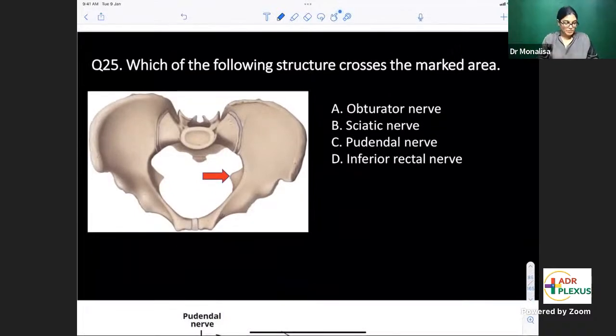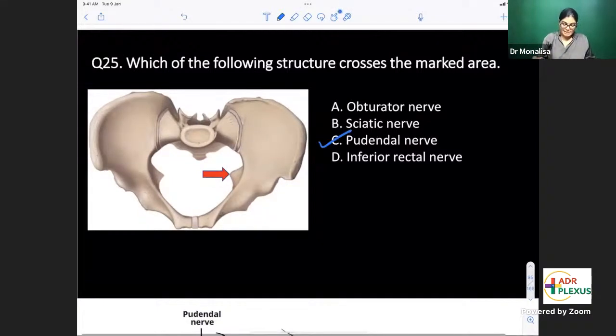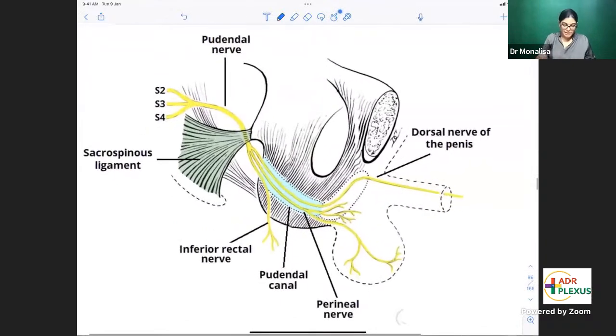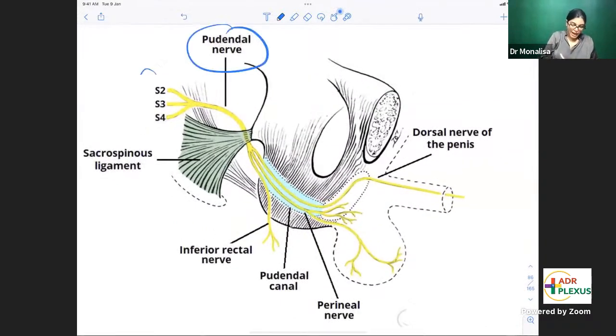Question number 25. Which of the following structures crosses the marked area? Okay, many of the aspirants are giving C as the answer. Definitely it is correct. This structure is the ischial spine and it is crossed by the pudendal nerve. Absolutely right, dear.